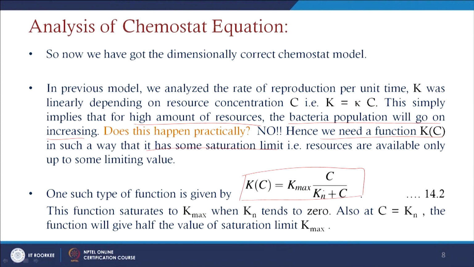If we directly put Kn tends to 0 here, then K of C is tending to K max here, since C by C equals 1. And if you assume that C equals Kn, then the function will be half of the saturation value. So, this function is defined in such a fashion that either we achieve the maximized value or it will give the half of the saturation value.